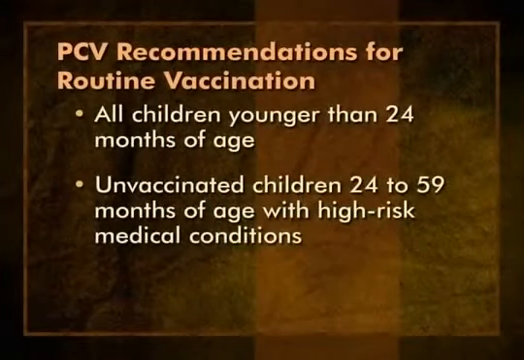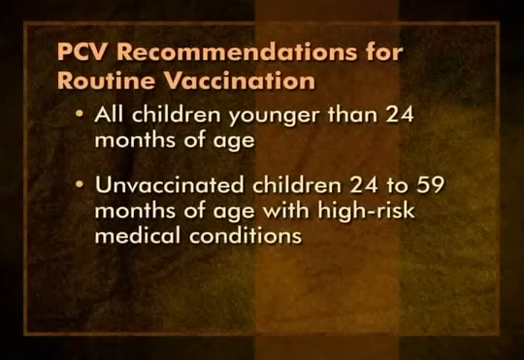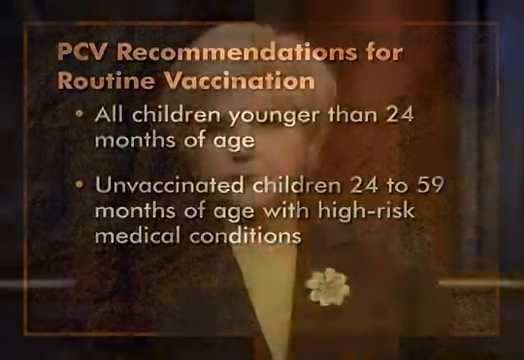The ACIP recommends routine vaccination with PCV for all children younger than 24 months of age. The vaccine should be integrated into the routine schedule and administered during the same visits as other routine childhood immunizations. Routine vaccination is also recommended for unvaccinated children 24 to 59 months of age with a high-risk medical condition.